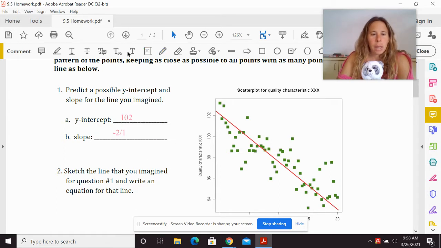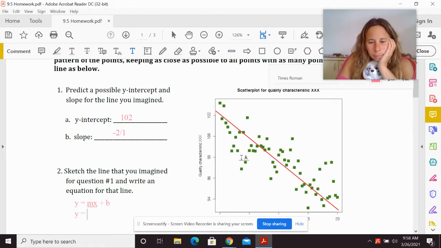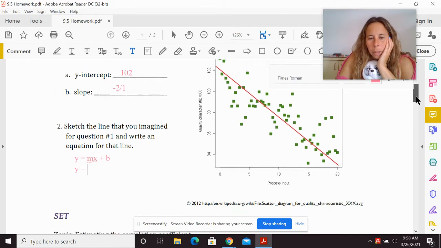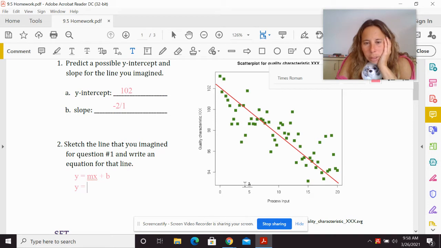And then write an equation for that line. So this is y equals, let's see. I'm going to say my y-intercept is 103. Oh, my slope. Okay, hold on. What points do I actually hit on here? Do I hit any actual points? Nope. Okay, so this is 0, 1, 2. I'm going to call this point right here, this little green square that I'm going through, 3 and 101.